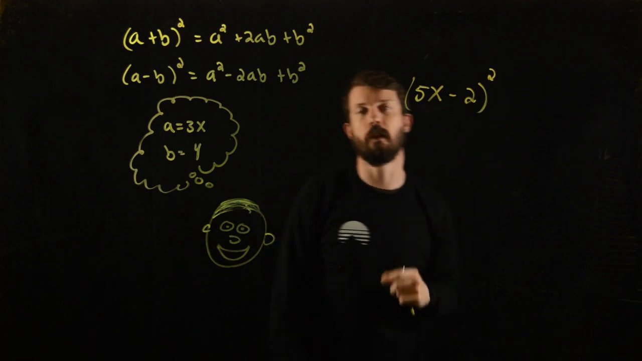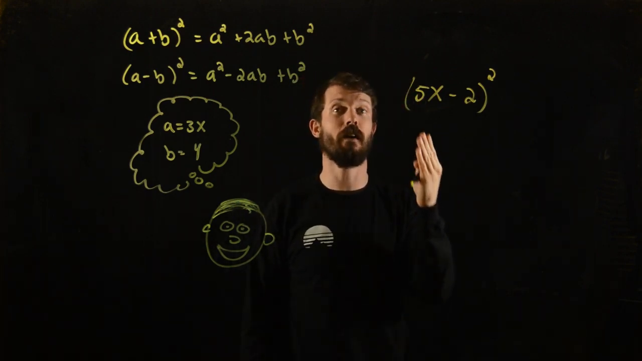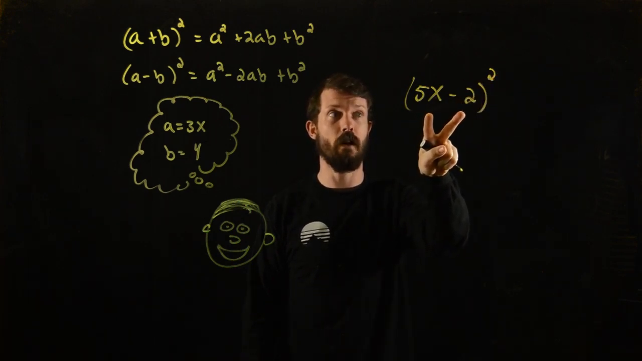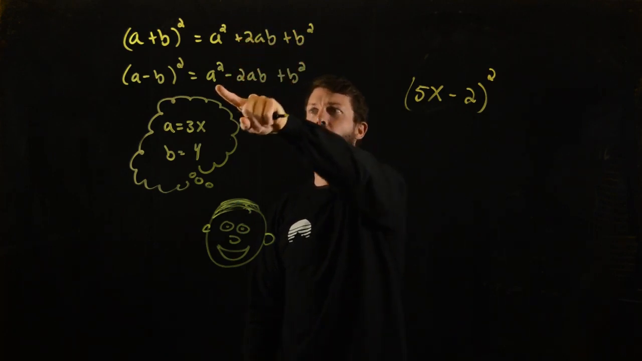Alright, so let's take a look at this example now. I have (5x - 2) squared. So this is a square of a binomial pattern because you're squaring a binomial. Okay? So we want to think, all right, which one am I going to use? Is it going to be the plus one or the minus one? All right, it's going to be this one.